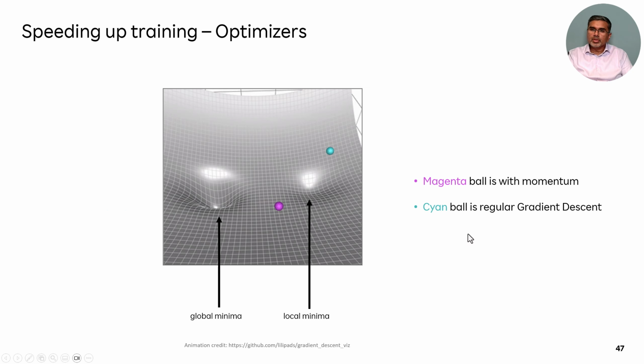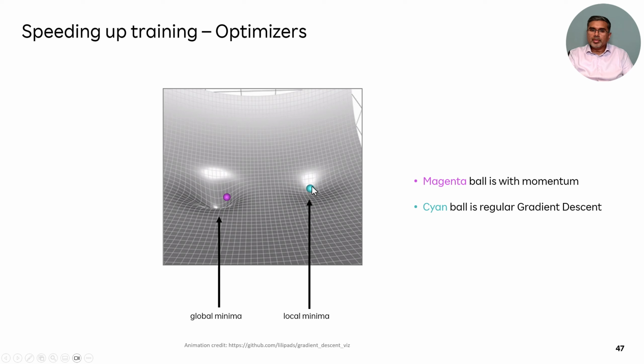So there's a beautiful tool that is built. I've shown you the link here. That actually gives you a very good demonstration of this. So here, that ball is the regular gradient descent, and the magenta ball is with momentum. Okay, and you can basically download this tool and build these animations yourself.